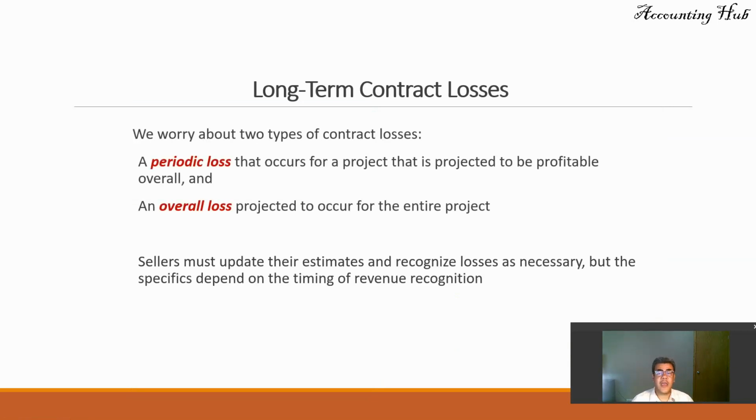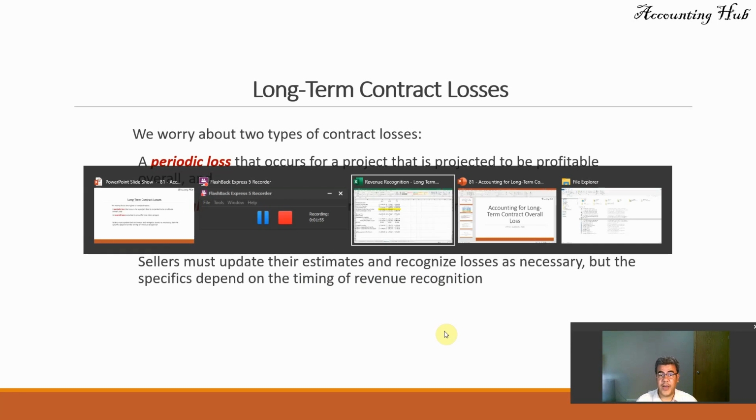And when we have losses, we worry about 2 types of contract losses. Periodic loss, our previous video about that is in our video description, and overall loss, projected to occur for the entire project. Sellers must update their estimates and recognize losses as necessary, but the specifics depend on the timing of revenue recognition. So before the thank you, let's go to our Excel file.